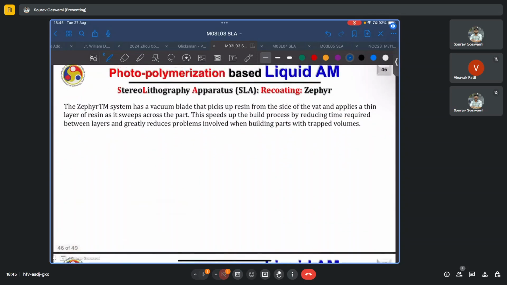Now, in contrast to the traditional SLA system, which used deep dipping, we have a top fitting mechanism in the modified or upgraded Zephyr version. The Zephyr system uses a vacuum blade, which will pick up resin from one side of the vat and apply a thin curtain of resin while sweeping across.